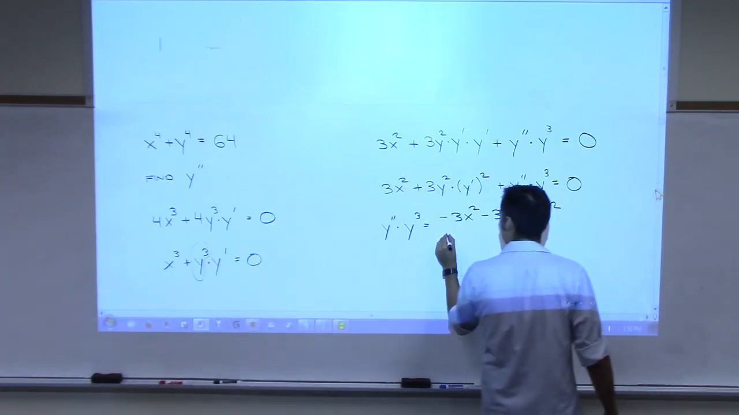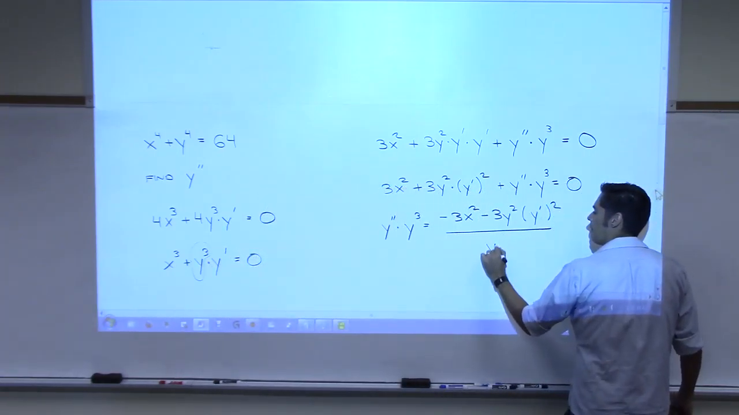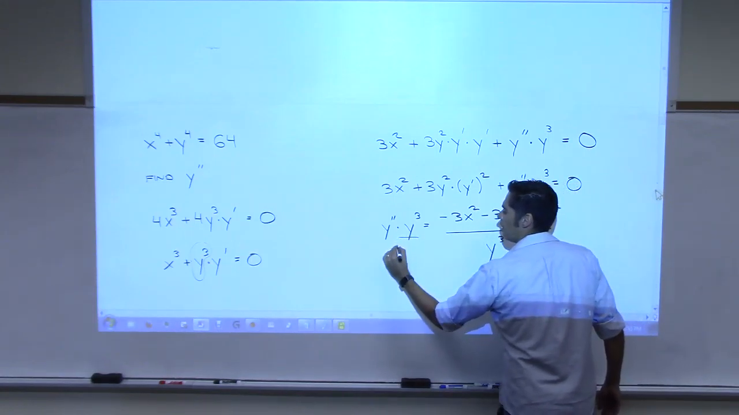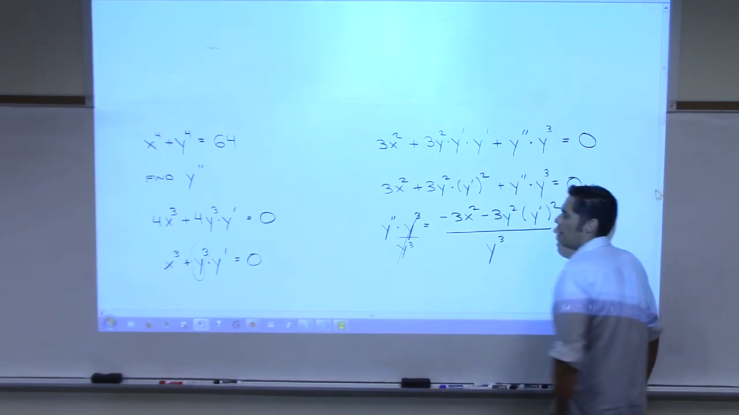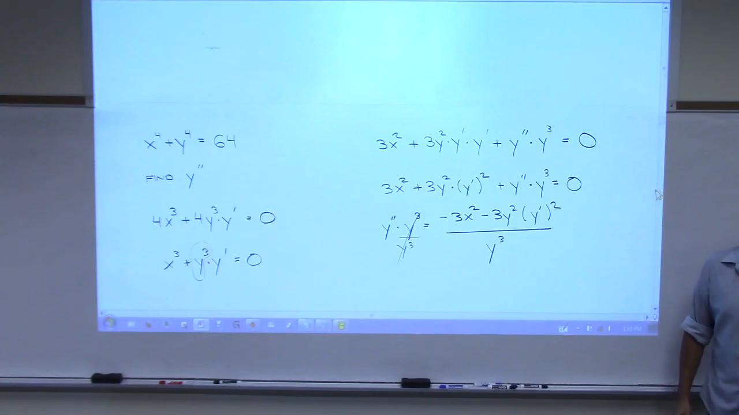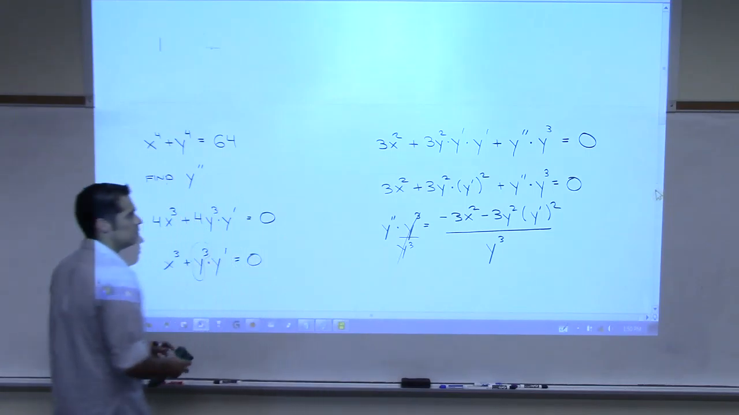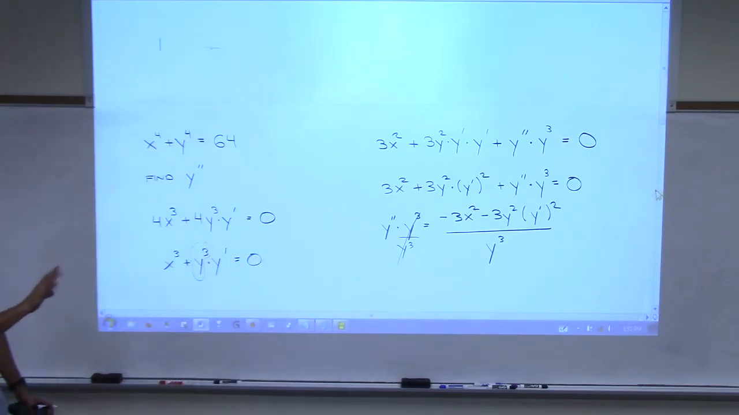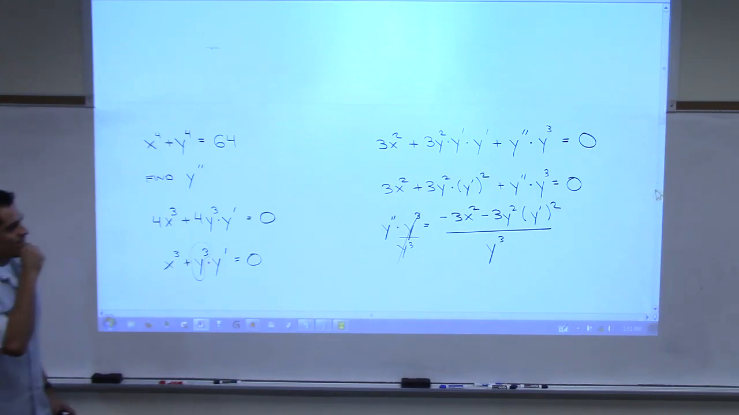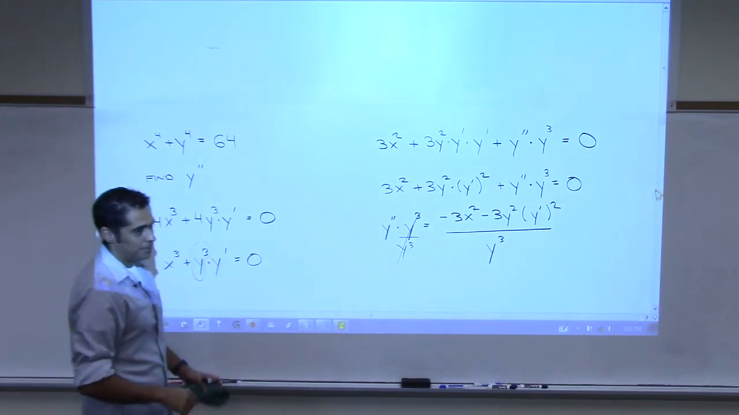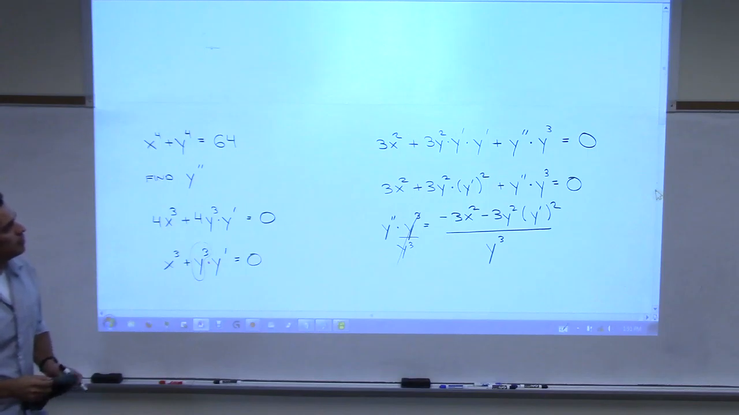So when I divide this side by y cubed and divide this side by y cubed, I have an equation that has y double prime, right? Are y'all good with that? I'm not done, but are you okay with this up to this point? Yes. One more time, where that second y prime came from.